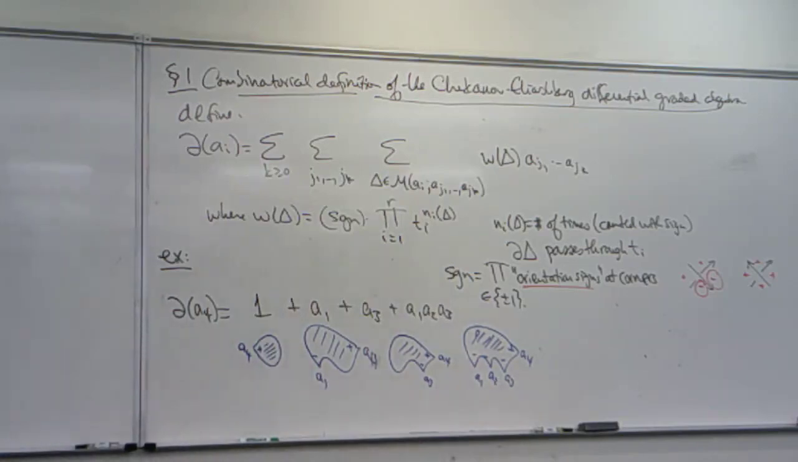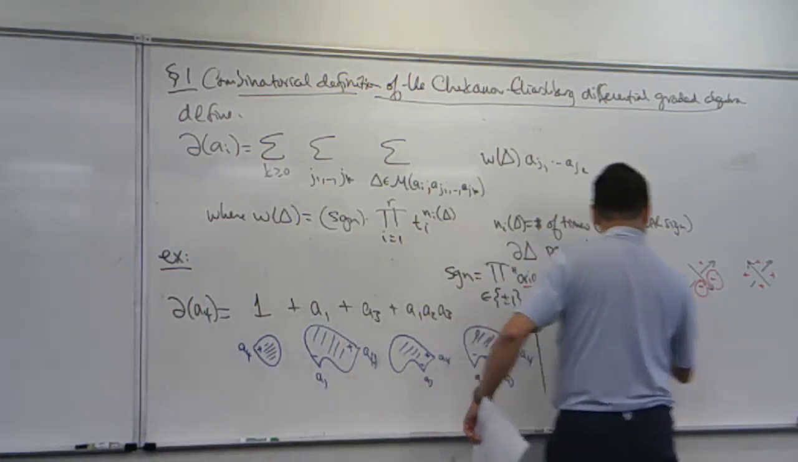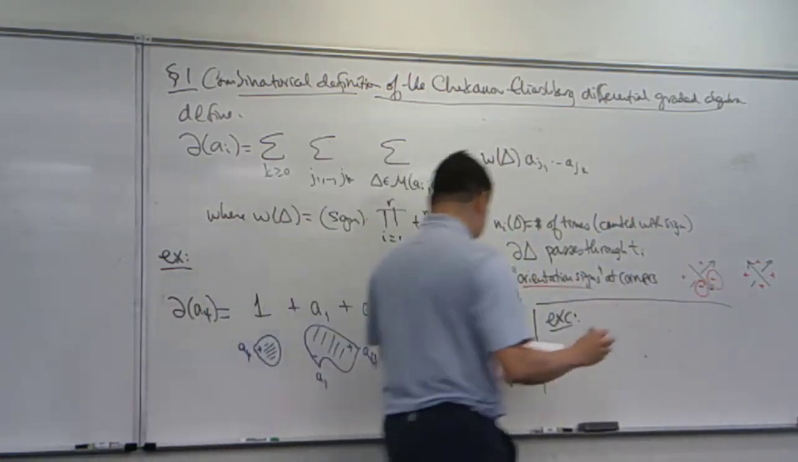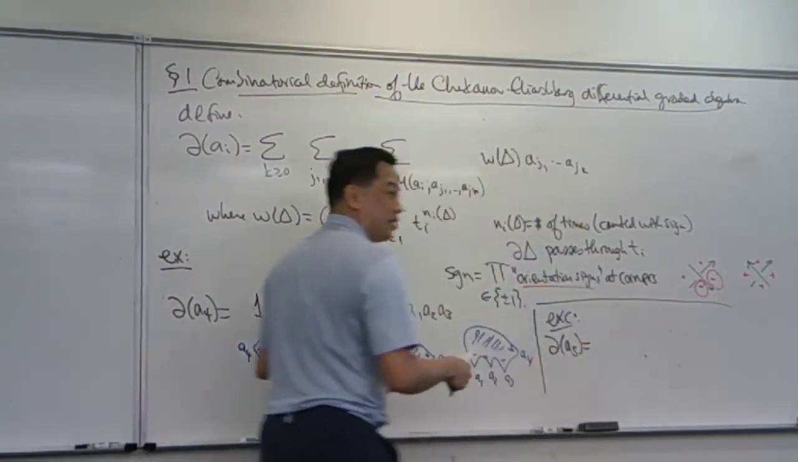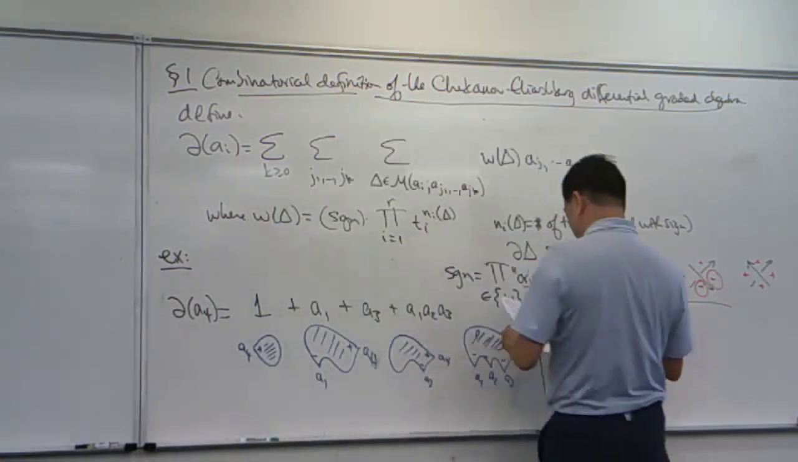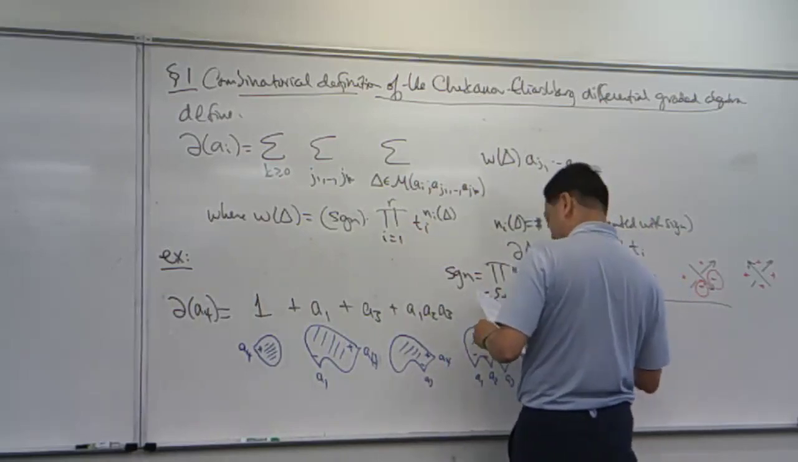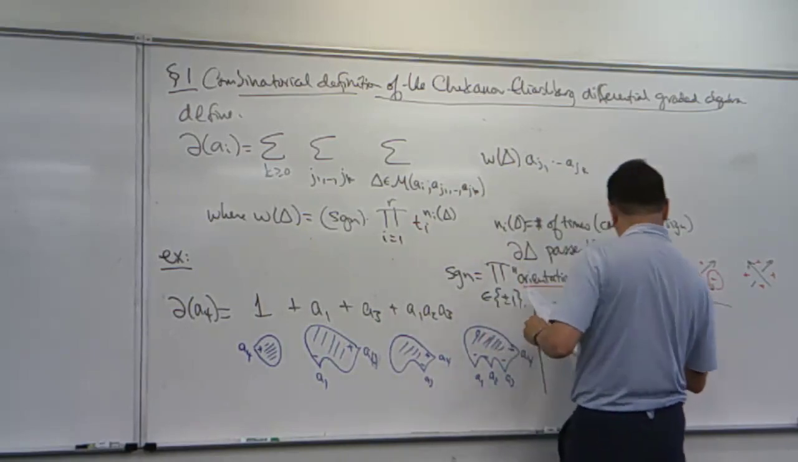How are we doing? Great. So for those of you who want a challenge, use this as an exercise: D of A5. I'm going to write down what I got so you can check it against me and tell me that either you don't understand this or I'm wrong. I think this is actually right.